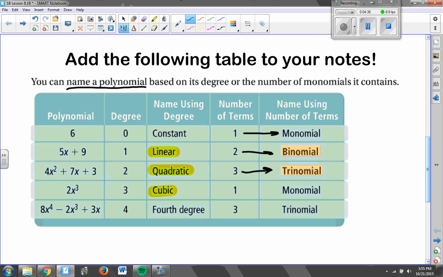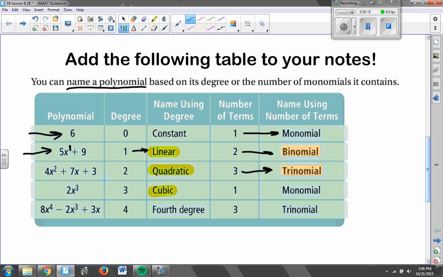Now, in terms of the degree, as we can see, our degrees here are increasing. Here we have 6, so that degree is 0, so we call that a constant. Constant monomial, meaning no degrees, no letters with exponents. The next example down here, 5x plus 9, that has 1x on it, x to the first power right there. So when our degree is 1, we call that a linear polynomial.